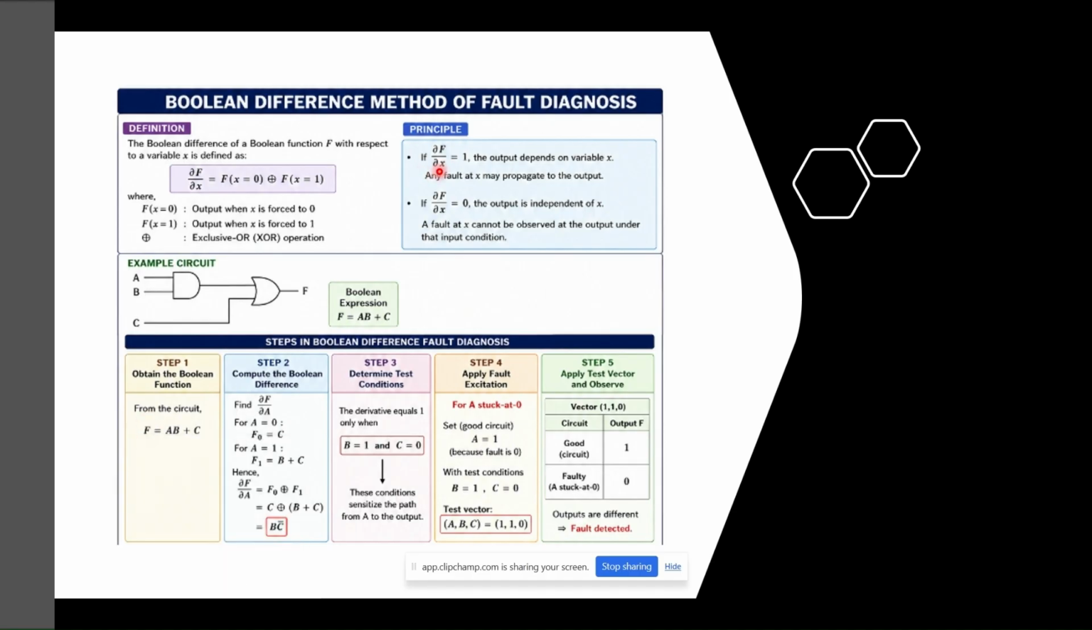if the dou f by dou x, based on the definition, gives 1, then it indicates that the output depends on the variable x. When it is 0, then it indicates that the output is independent of x. A fault at x cannot be observed at this condition. So this is the background of the Boolean difference method.